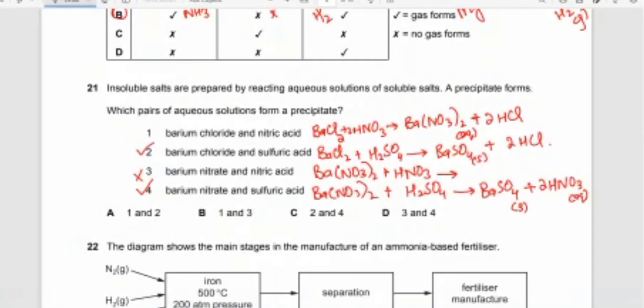So 2 and 4. This is not here. No precipitate is formed. No reaction is formed. Okay, and here no precipitate is formed. All are soluble in water, so aqueous. Okay. 2 and 3. 2 and 4, sorry. 2 and 4.